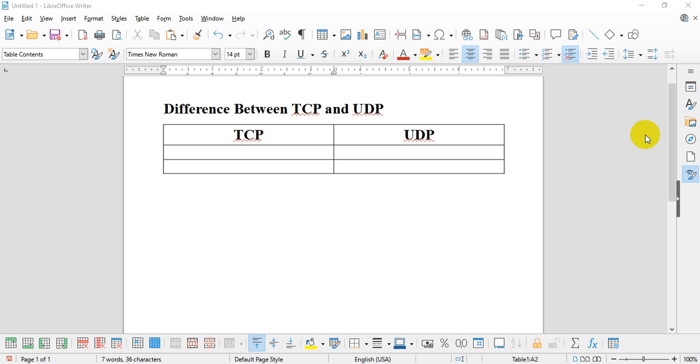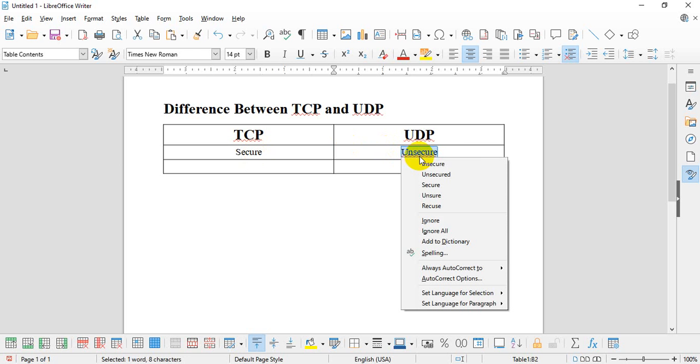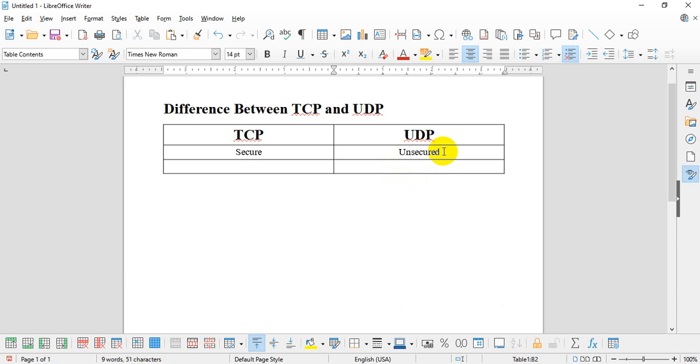Furthermore, the differences between TCP and UDP are: TCP is more secure in comparison to UDP, and UDP is less secure, or unsecure, in comparison to TCP.